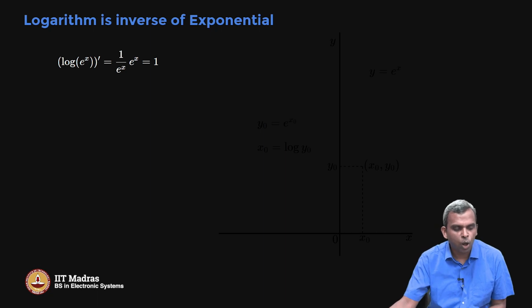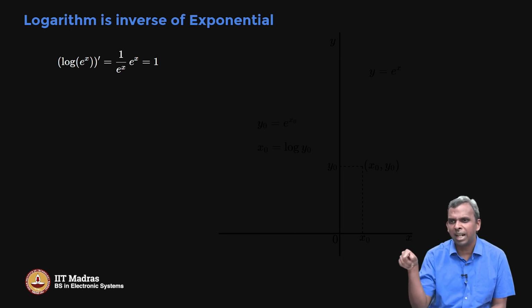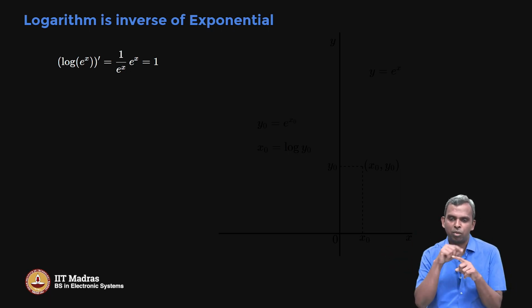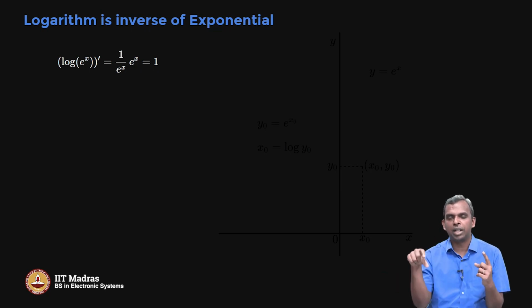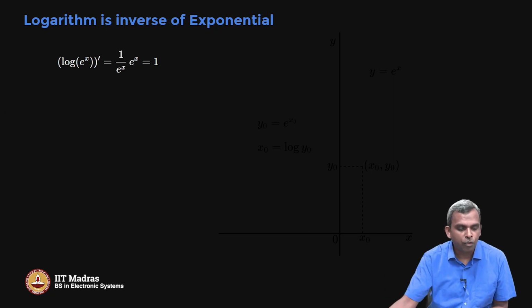If I take log of e power x, if I claim that log is the inverse of e power x, what should happen to log of e power x? What happens to the inverse function? If I have a function f of x, if I do f inverse of f of x, what should I get? I should get x, isn't it? That's the inverse, no? I go from x to f of x. F inverse will take me from f of x to x. So f inverse of f of x should take me back to x, right? So log of e power x, I expect it to become x if it were an inverse.